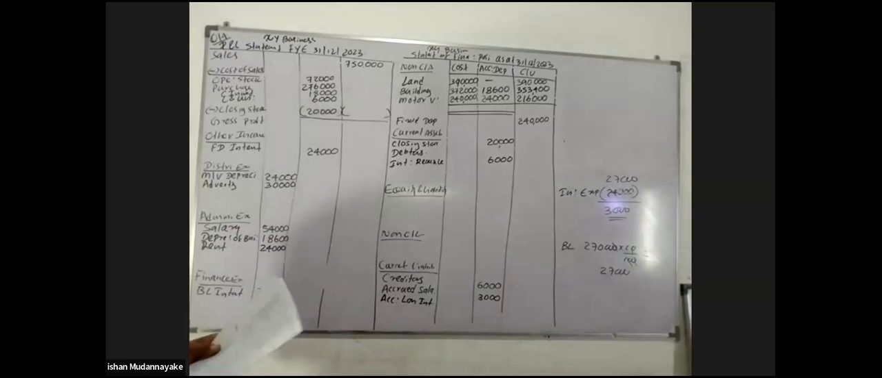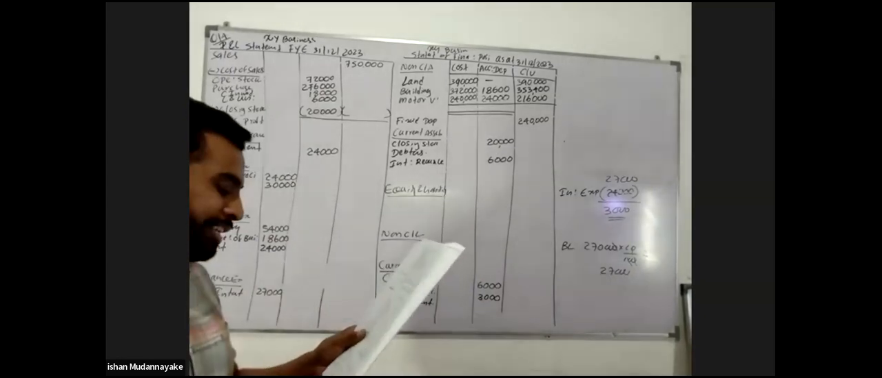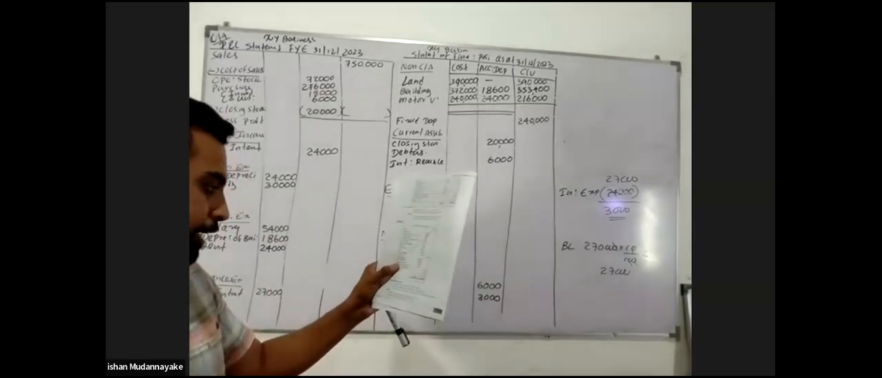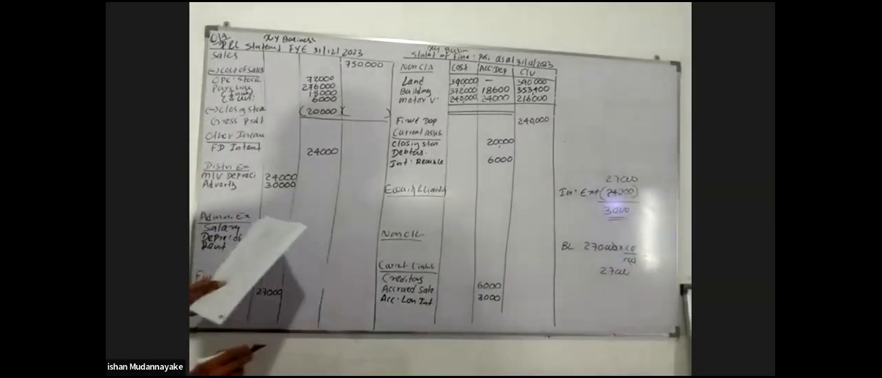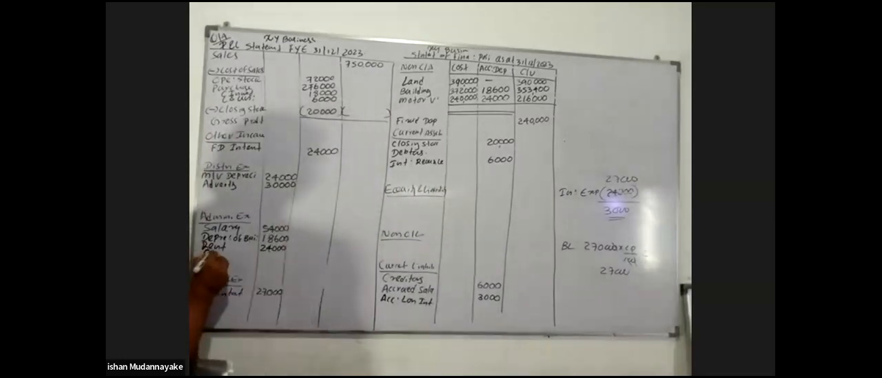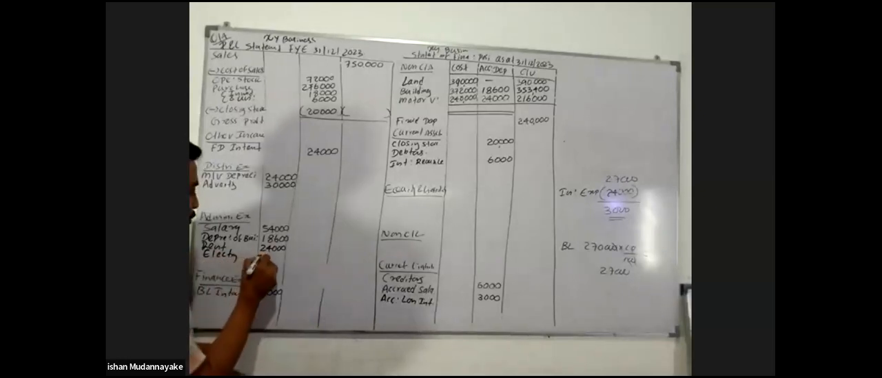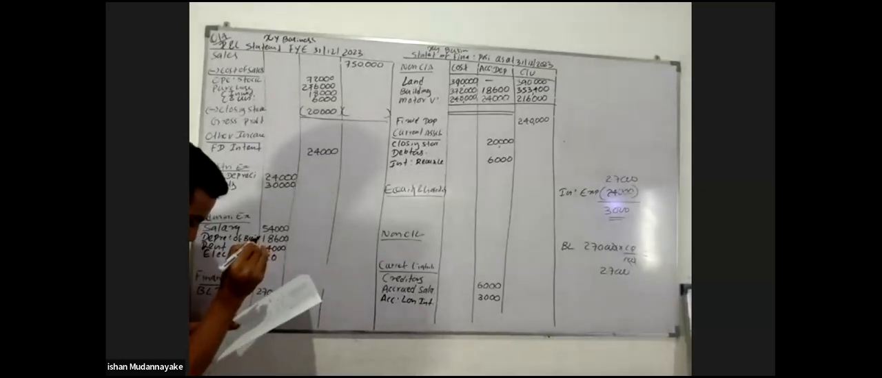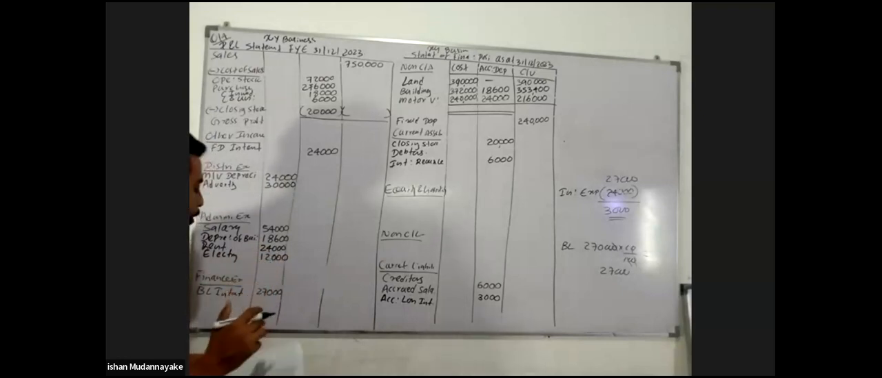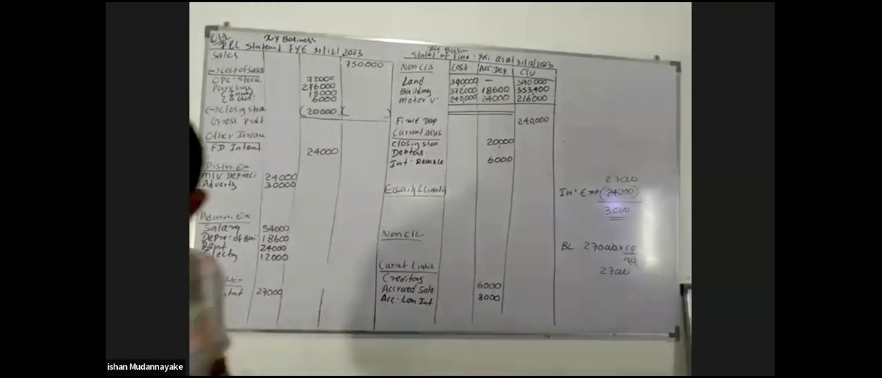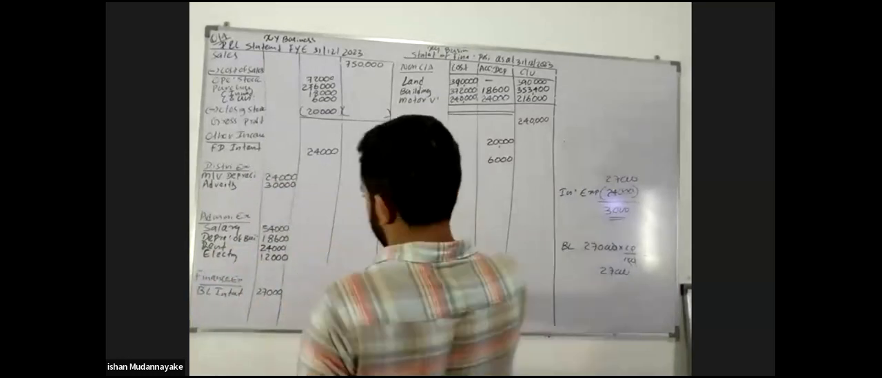Bank loan interest done. Then interest expense 24,000 done. Electricity expense 12,000, record under admin expense. Go to the administration expense. Under admin expense, write down electricity 12,000.